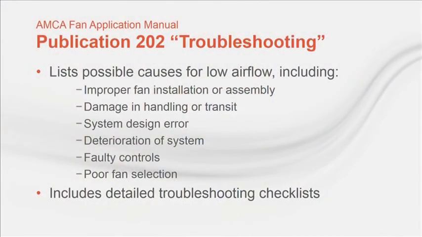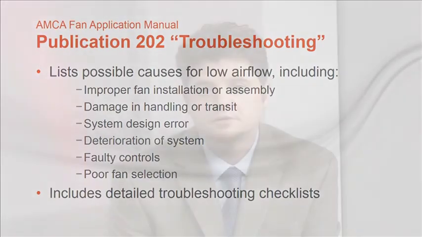AMCA Publication 202, Troubleshooting, includes checklists and recommendations to help you troubleshoot and correct problems found in fan installations. It adds to the list of possible causes we've been discussing. For instance, the fan may have been damaged prior to installation, or it may not be properly wired or controlled. For more information on system effect and fan operation in general, see the Fans and Air Handling Systems Engineers Newsletter Live materials.